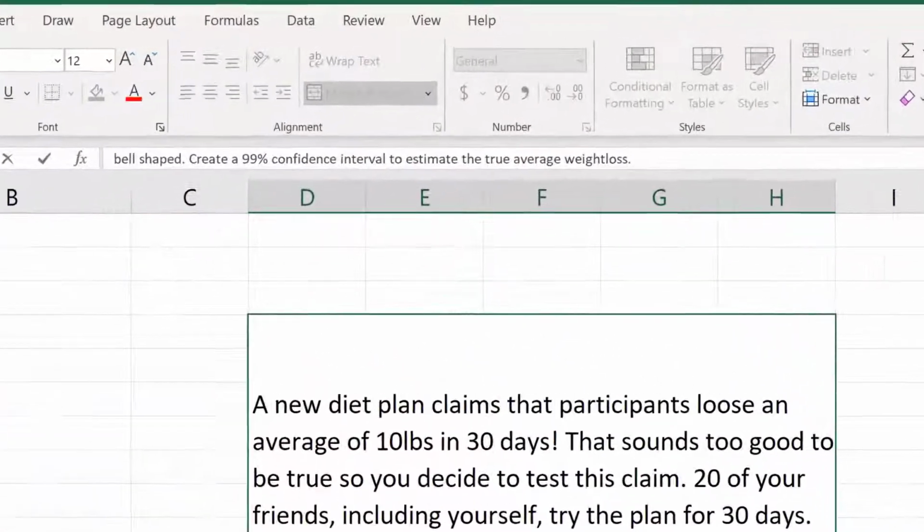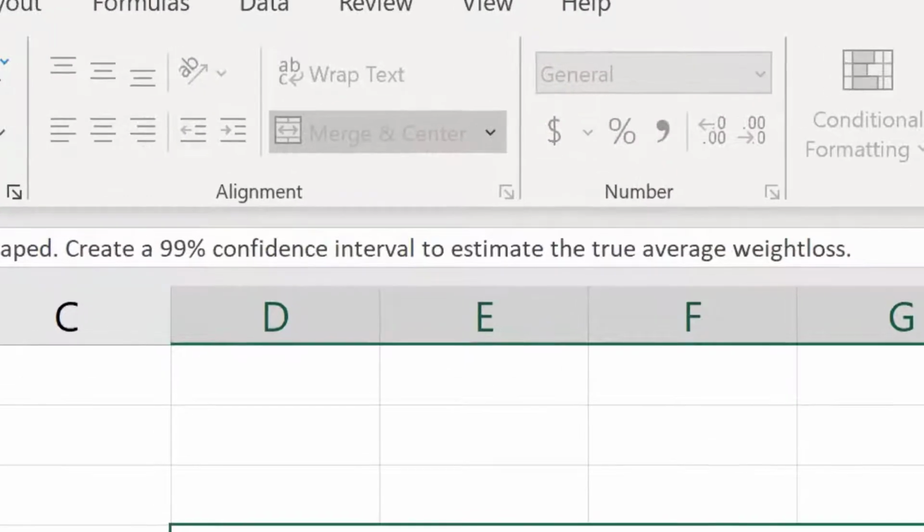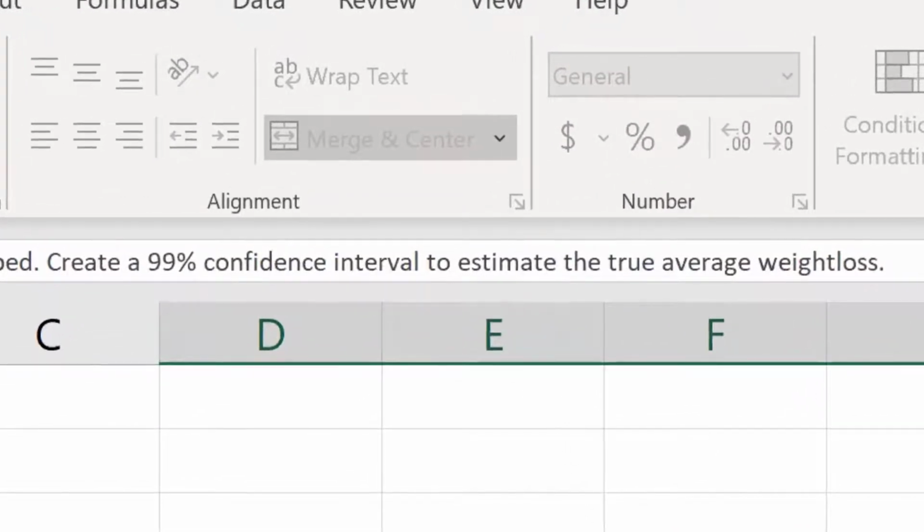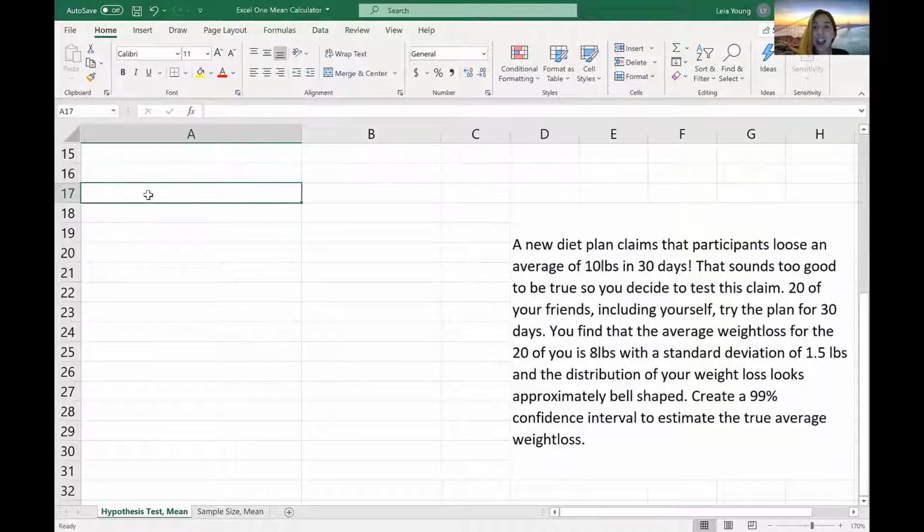Let's create a 99% confidence interval to estimate the true average weight loss, and disregard this claim by the company that it's 10 pounds for now. Let's just use the data we gathered to say where the data suggests the real average weight loss is. Let's extract the information from this story problem to get ready to put it together into a confidence interval.